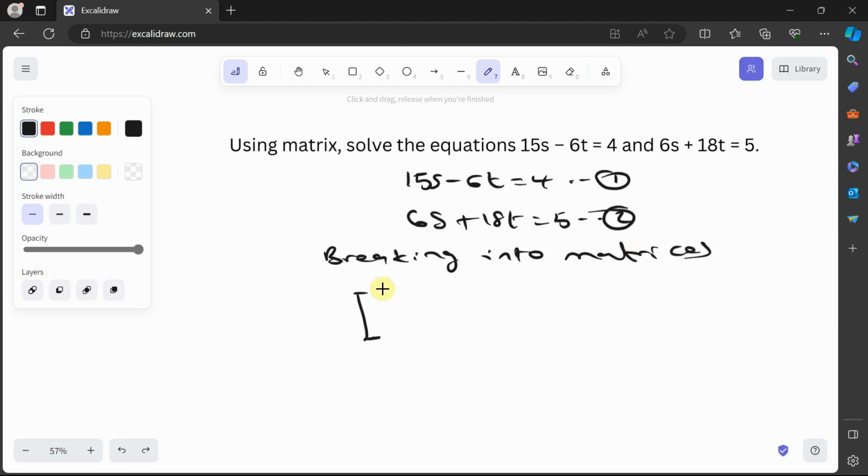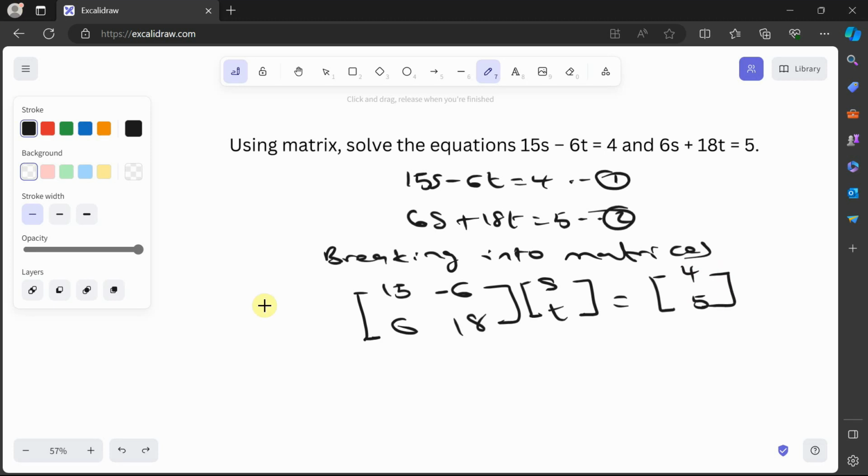The coefficient of s is 15. Coefficient of c is what? Beautiful, minus 6. Coefficient of s is 6. Coefficient of c is what? 18. After this, we'll put the variables, which is s and c, and then equal to the result, which is 4 and 5. I can say this is my matrix A, this is my matrix B.